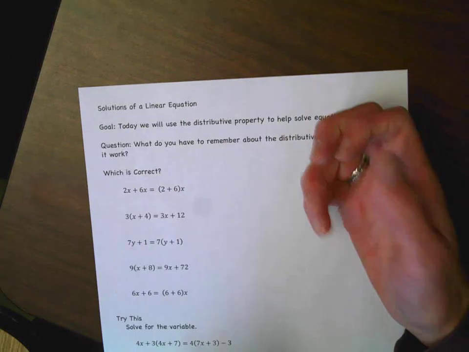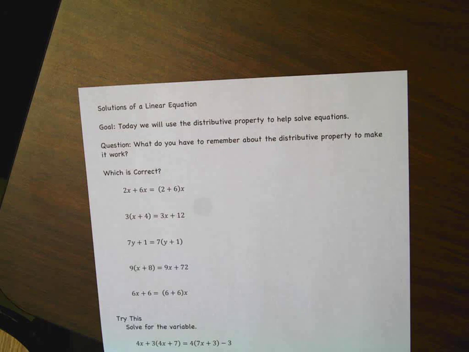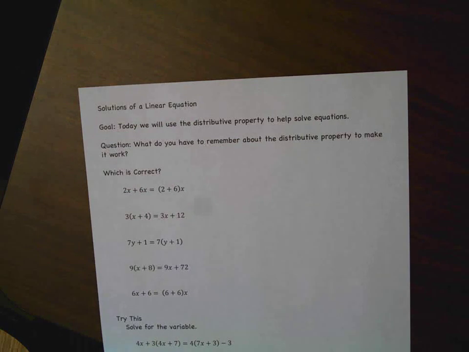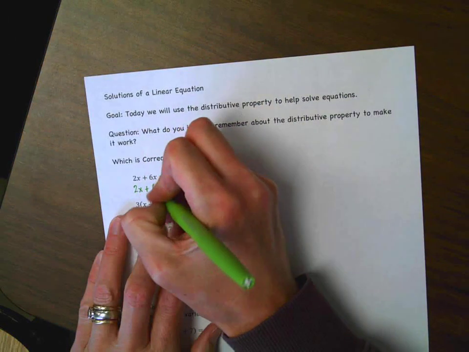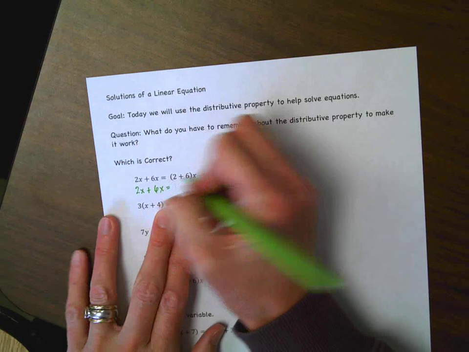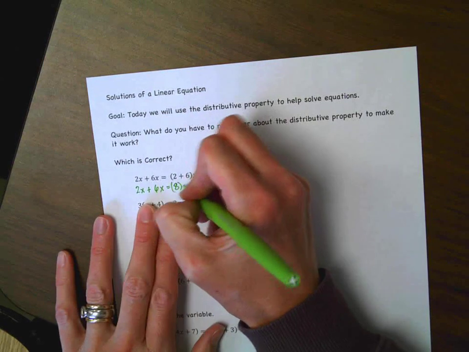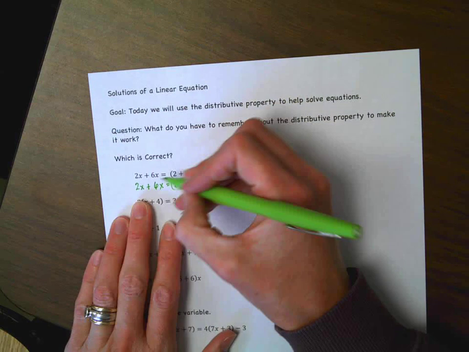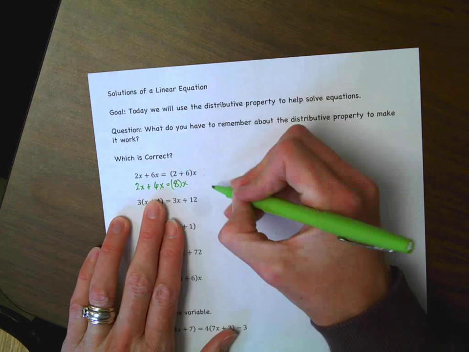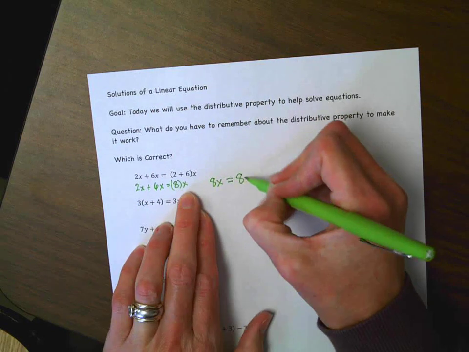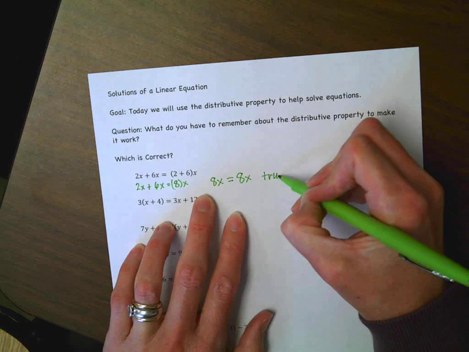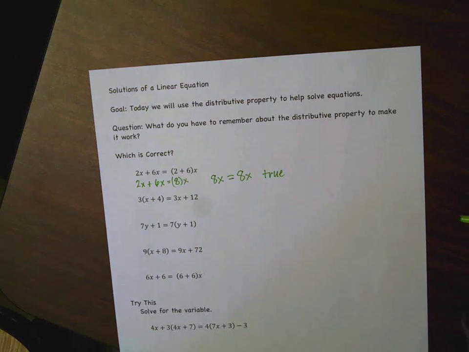There are a couple of different ways that you could prove it. You could follow the rules of order of operations, which tell you that you have to do inside the parentheses first. So we have 2x plus 6x is equal to, inside the parentheses first is 8, and then you multiply that by x. These are 2x's, this is 6x's, so I really have 8x on that side, and 8 times x is 8x, so this would be true. That's one way to solve it.